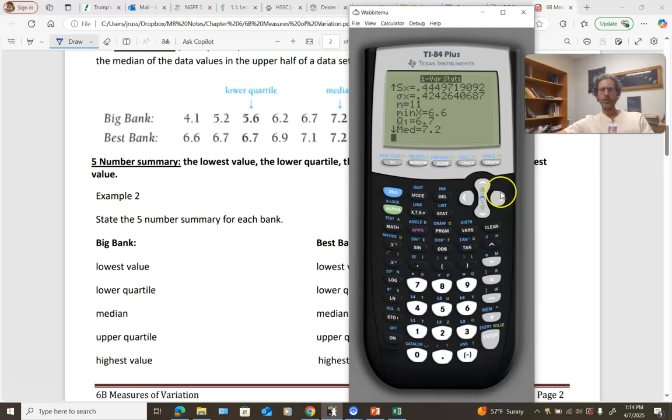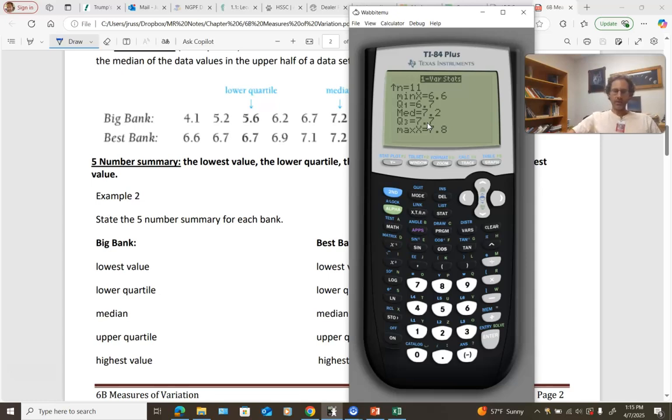So if you recall, what I already had in here was the statistics for Best Bank. Okay, and so if you scroll down here, it starts giving you what you have right here, guys, is the 5-number summary. The minimum, or the lowest value, here's the maximum, or the highest value. This Q1, this refers to the first quartile. And as you know, this refers to the median, and then Q3 refers to the upper quartile, okay?